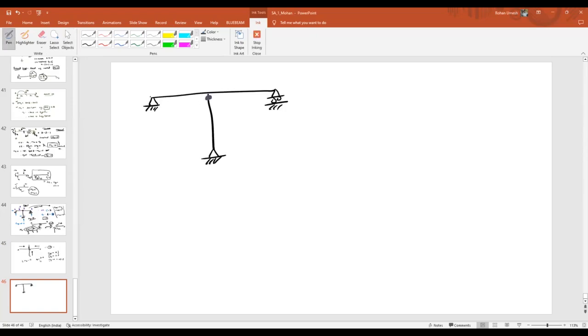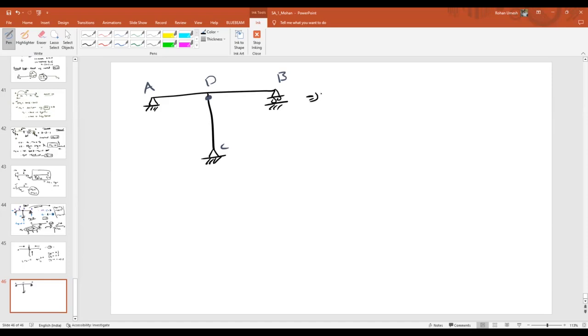What is the difference between the previous one and this one? Can you identify the hinge difference? Here, the hinge is not exactly at the joint. The hinge is in the vertical member, very, very close to the joint.